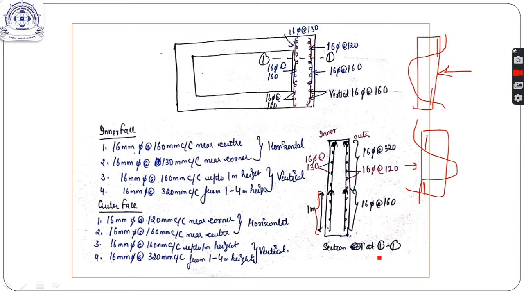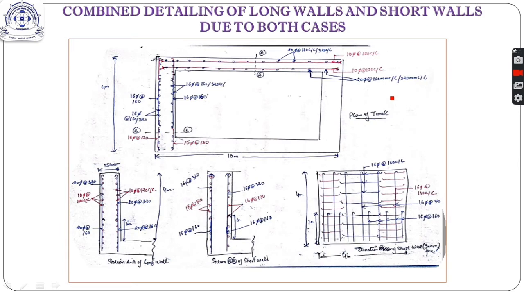So I hope this short wall detailing is clear to you. Now we have designed the long walls as well as short walls for both cases of earth pressure and water pressure. I have summarized here the detailing of the long walls as well as short walls for this underground tank. First, let us look at the short wall.